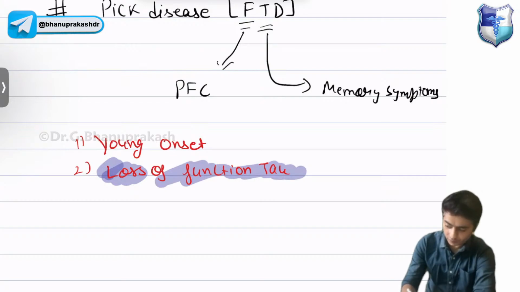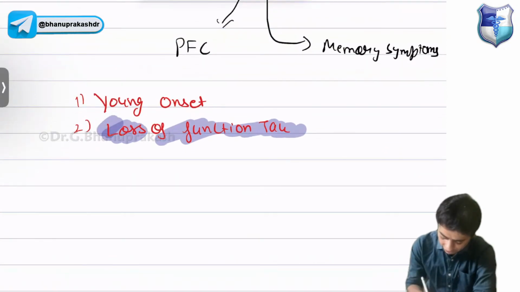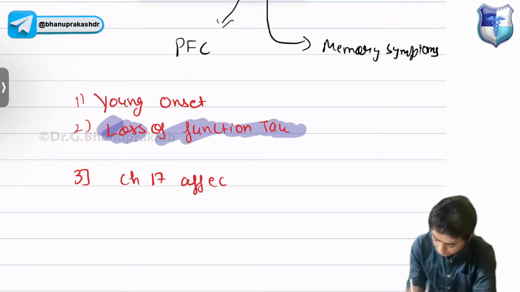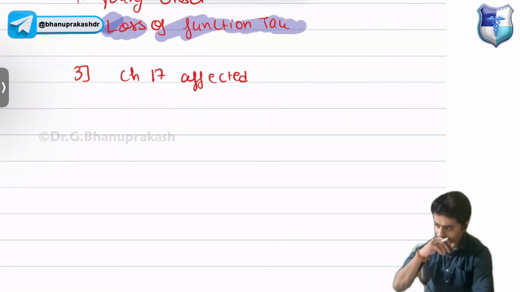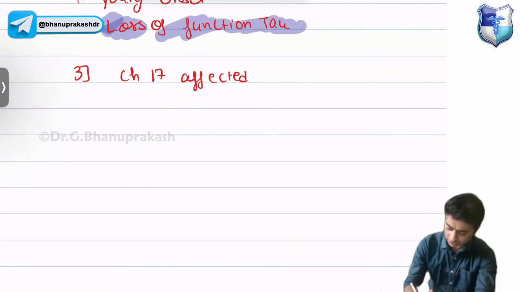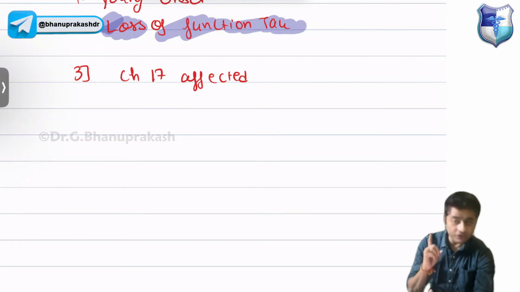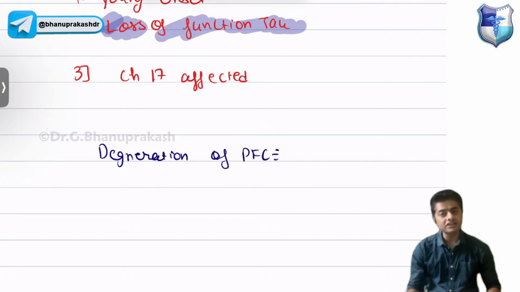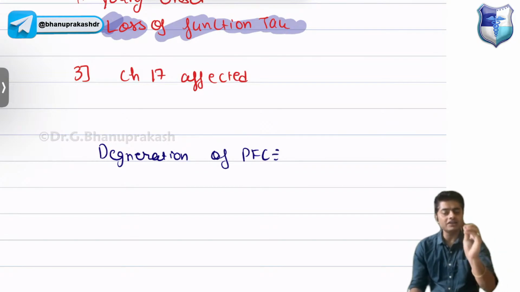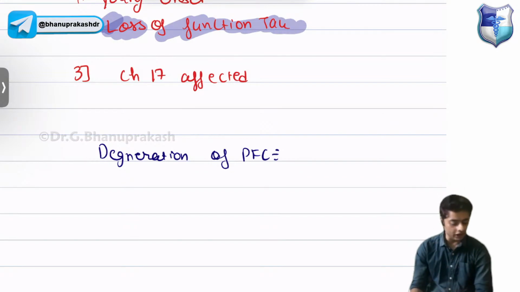Other thing, chromosome 17 is affected. And which lobe is affected first? Your frontal lobe. So there is degeneration of the prefrontal cortex, and prefrontal cortex symptoms will be there. Can anyone tell me what all are the symptoms of the prefrontal cortex? If the prefrontal cortex is affected, what kind of symptoms will you get?